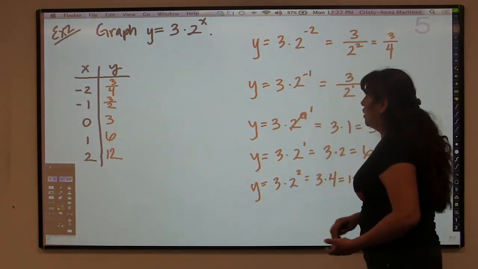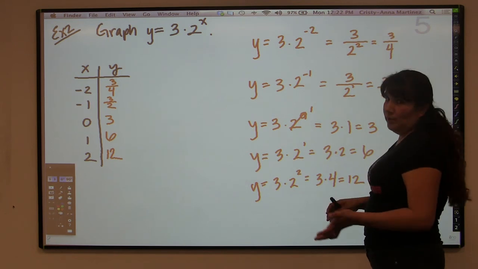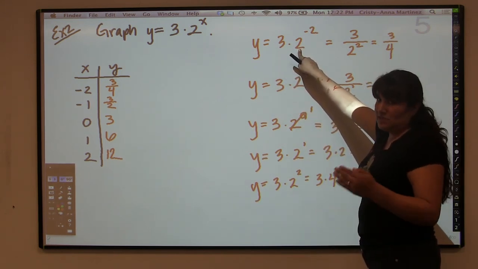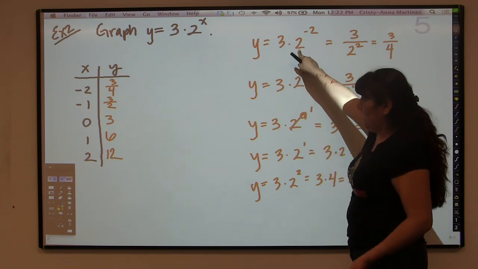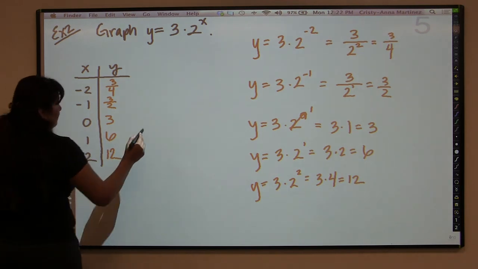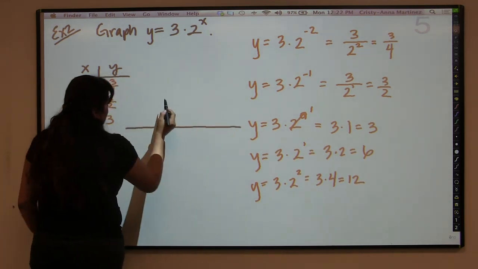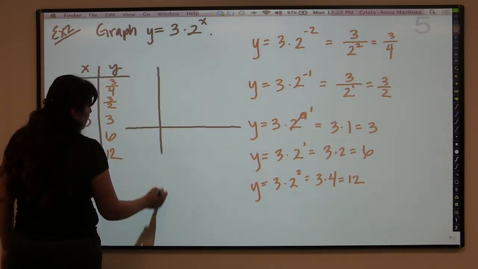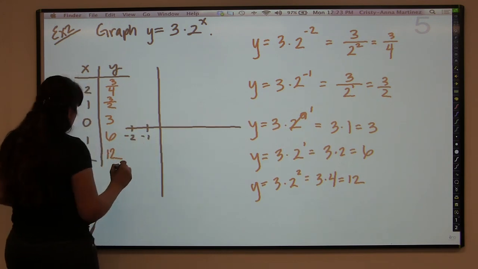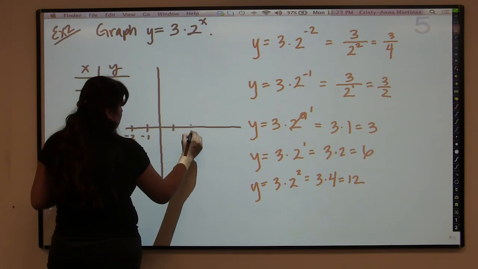Okay? So again, notice that in all these examples, at no point in time do I go 3 times 2 is 6. That is not the first step. Exponents first, multiplication afterwards. So now what I need to do is actually graph this guy. I'm running out of space here, but hopefully we can. I'm going to get -1, -2, and then we're going to have 0, 1, 2.